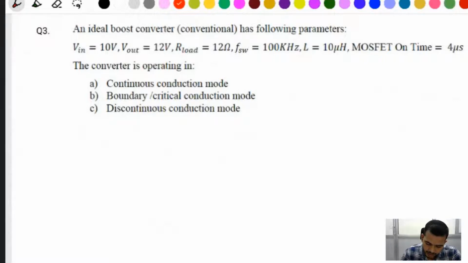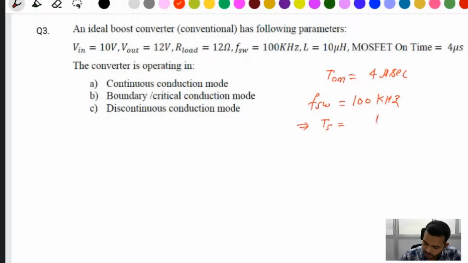Question number third. An ideal boost converter, and this conventional boost converter has the following parameters: V in, V out, resistance and switching frequency. Inductance is also given. On time, T on, is given as 4 microsecond, and FSW is given as 100 kilohertz.